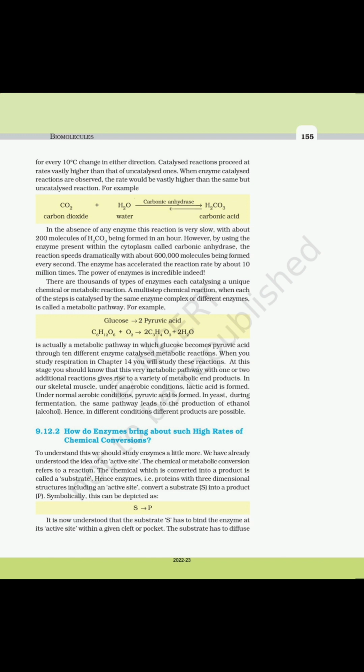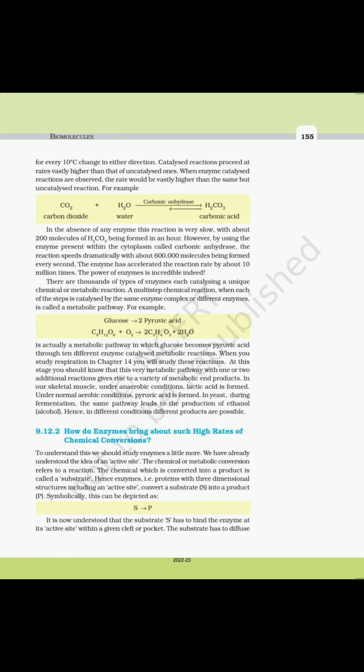To understand this, we should study enzymes a little more. We have already understood the idea of an active site. The chemical or metabolic conversion refers to a reaction. The chemical which is converted into a product is called a substrate. Hence enzymes, i.e. proteins with three-dimensional structures including an active site, convert a substrate S into a product P. Symbolically, this can be depicted as S → P.